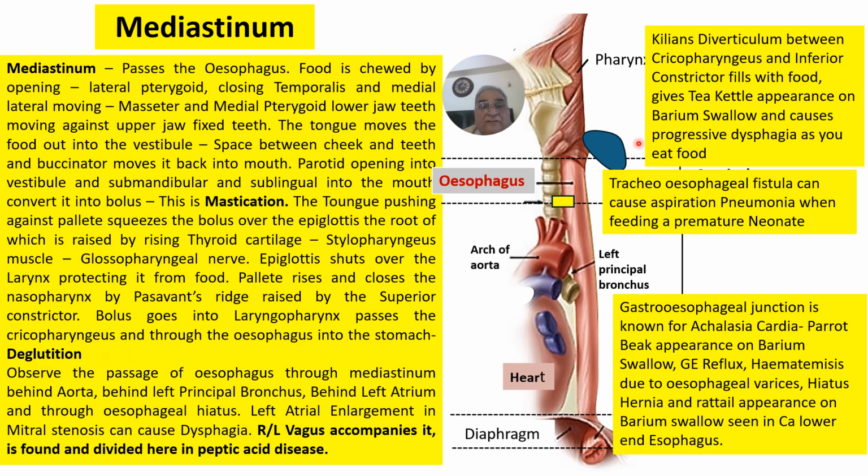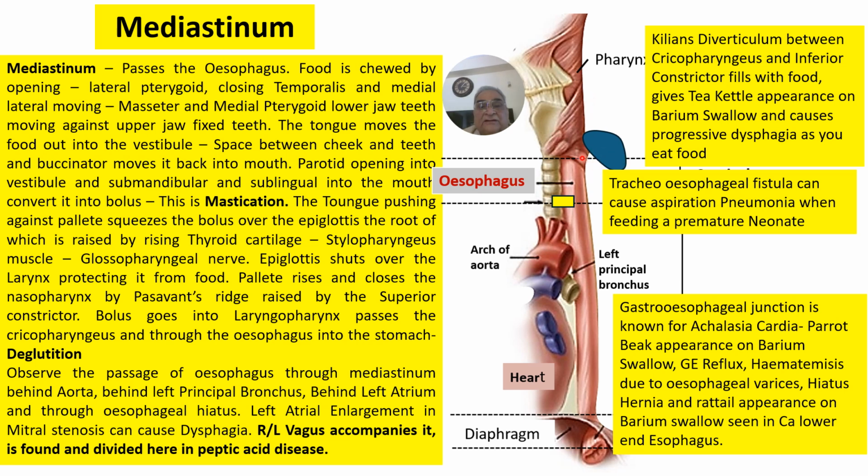Now you observe the passage of the esophagus first. It is passing behind the aorta, behind the left main bronchus, and then through the esophageal hiatus into the stomach. The vagus nerve will accompany this esophagus. Now we'll study the abnormalities of this esophagus.